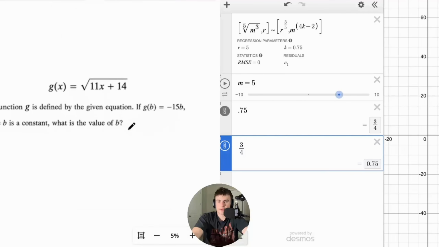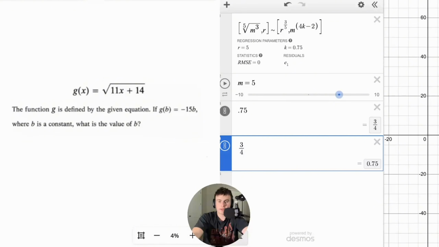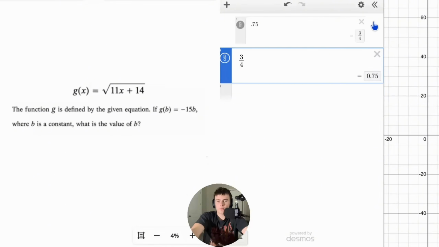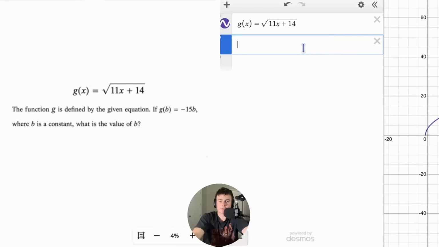Moving on, this one says the function g is defined by the equation. If g of b equals negative 15b, where b is a constant, what's the value of b? Okay, well, let's just define g of x first. Like I've said in previous videos, the biggest mistake I see beginners make in Desmos is they will just type in g of x1 tilde equation. Don't spam it, okay? Just define the equation and then use the tilde after that.